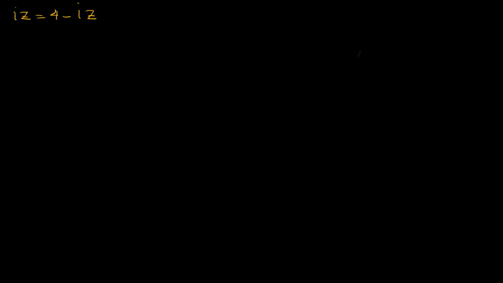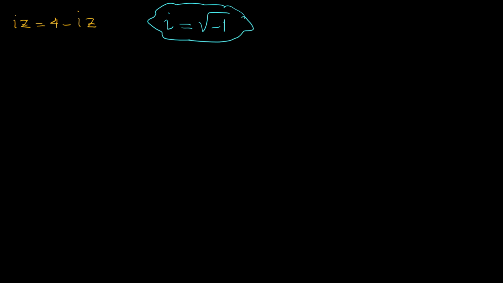Let's move to the next equation that we have here: iz equals 4 minus iz. You know that when in an equation in the complex numbers we have i, i means the square root of negative 1. For finding z, we can simply move the unknowns to one side and the things which are numbers to the other side.